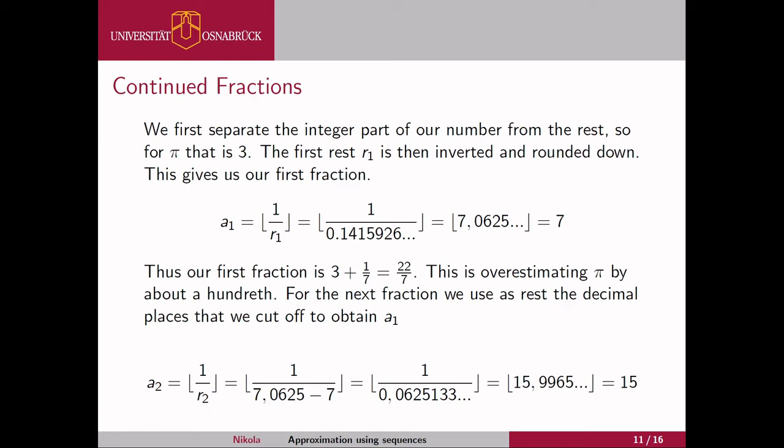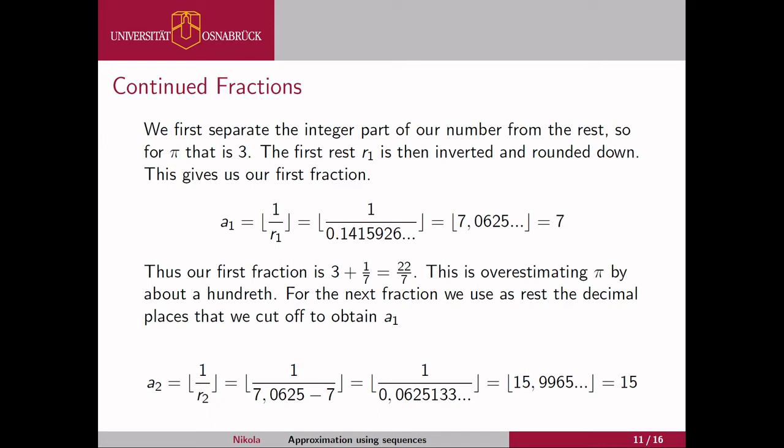If you just plug it into a calculator and subtract pi, you'll see it's estimating it correctly to about 100th, which I think is pretty amazing for such a small number. Like 22 over 7 just has a small numerator, small denominator. Pretty amazing stuff in my opinion.